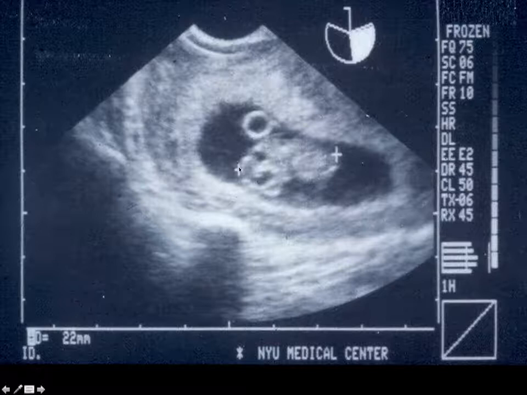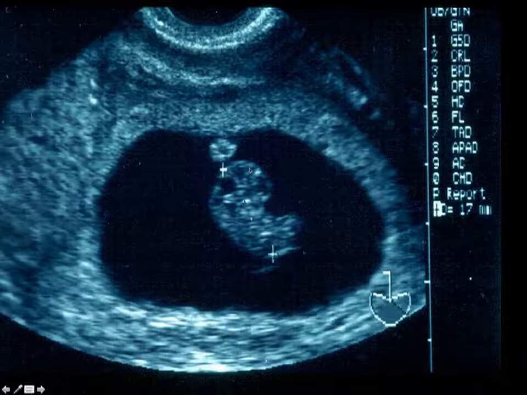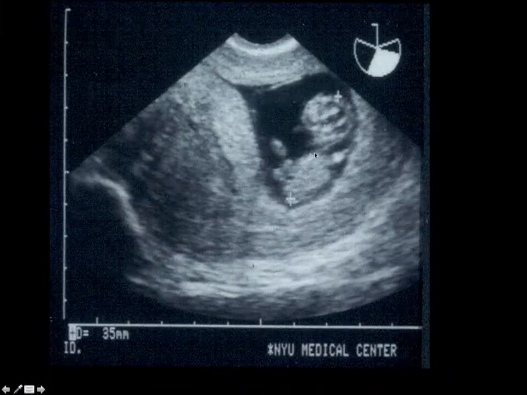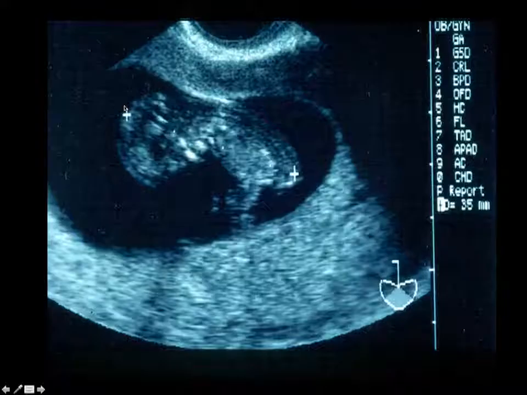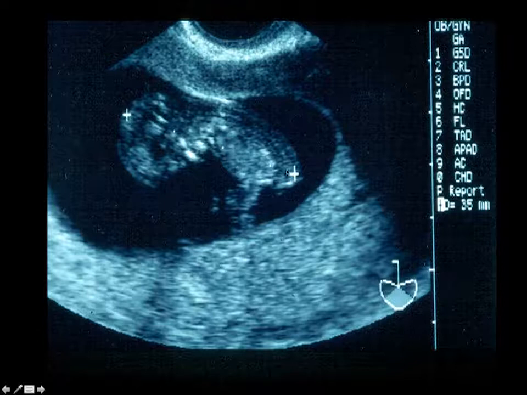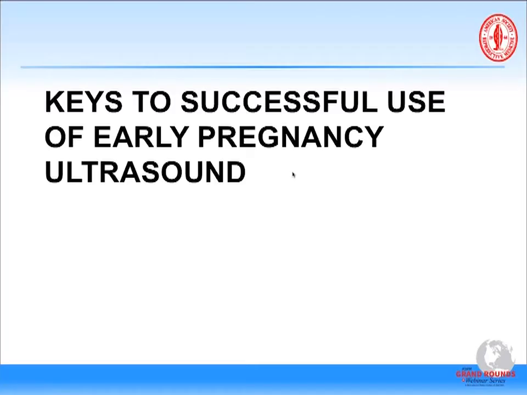For the first time, we really have a crown to rump length. There really hasn't been a crown yet. Here's a 17-millimeter embryo, crown to rump length, rhombencephalon, and a 35-millimeter fetus at 10 weeks of gestation. Even the most inexperienced observer, not the student, the patient and her husband, can say, oh, look, there's the baby, because it has a human-like appearance.